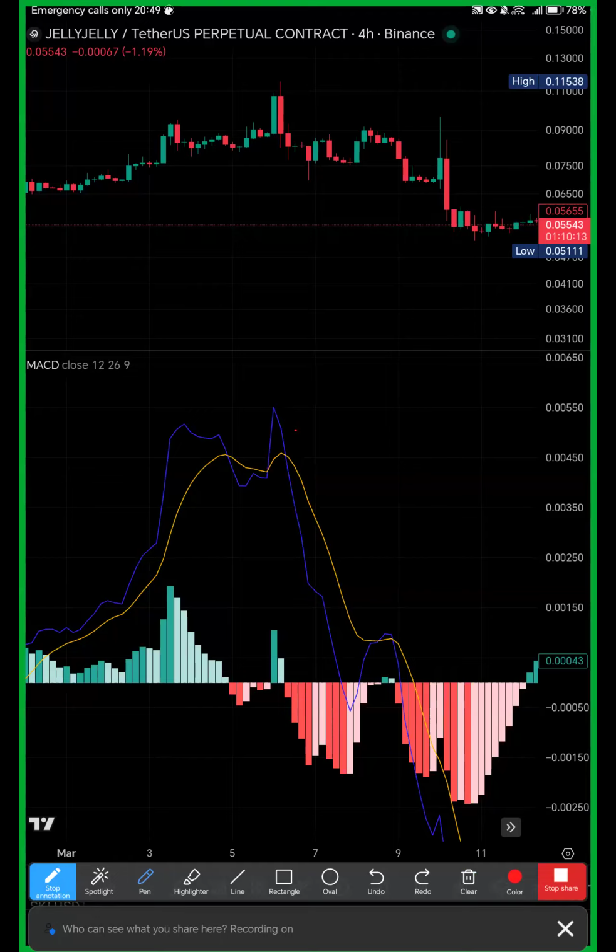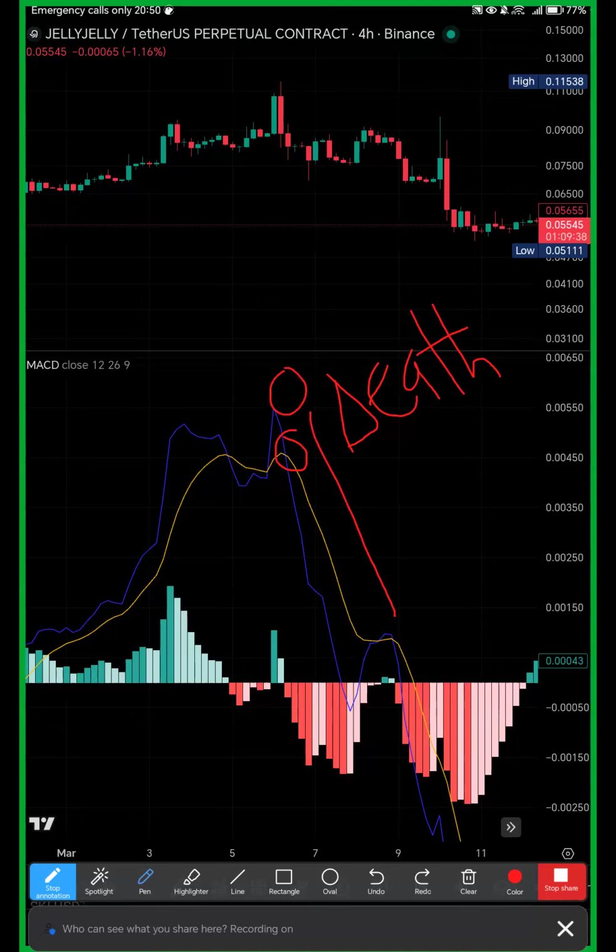Okay? So this type of cross, when the MACD line crosses the orange line, which is the signal line, is called a death cross. A death what? Death cross. It means the trend is downward. The market trend is changing from upward to downward. Death cross means the market is moving from the top going to the bottom. Golden cross means the market is moving from the bottom going to the top.